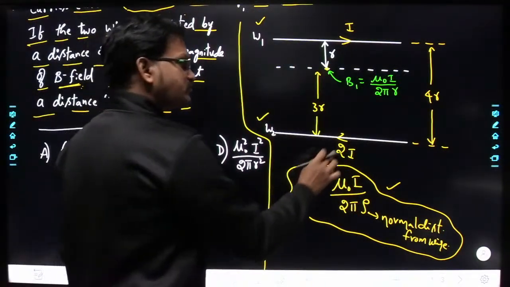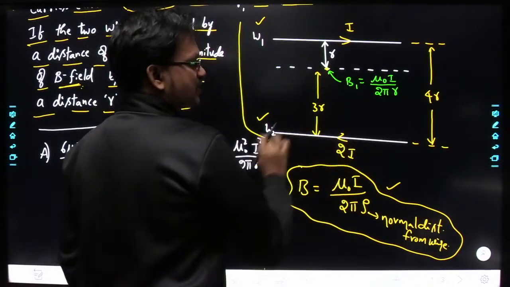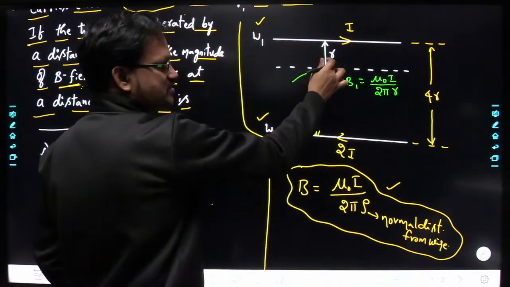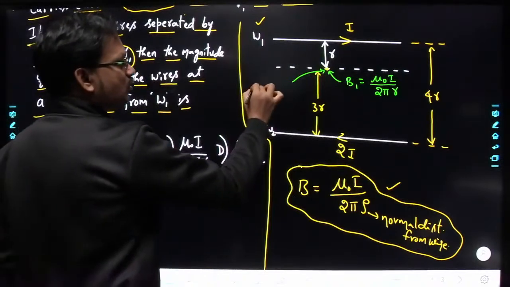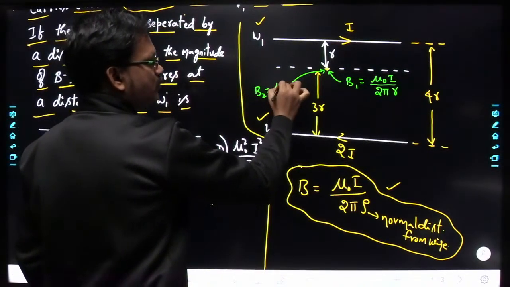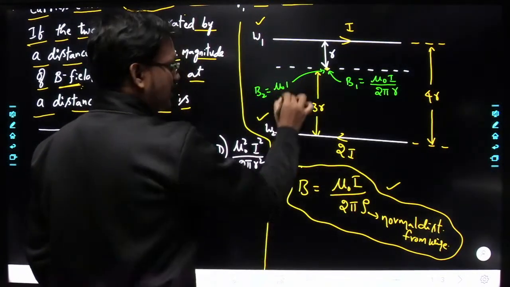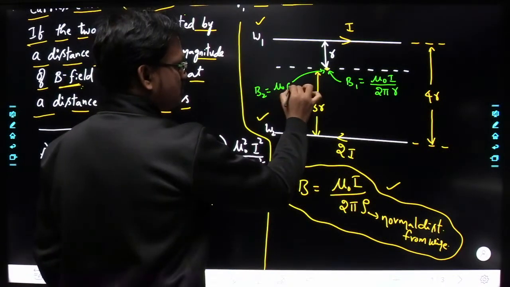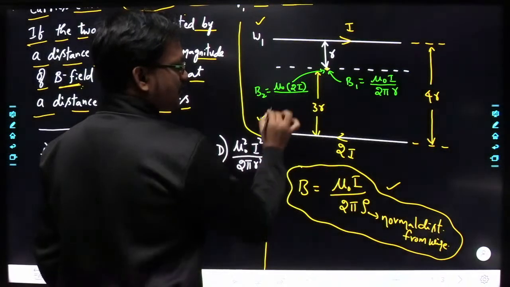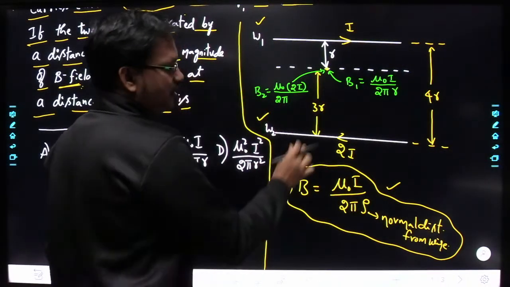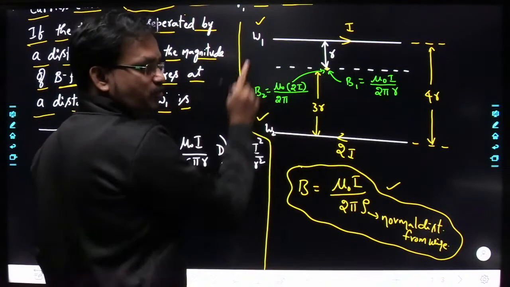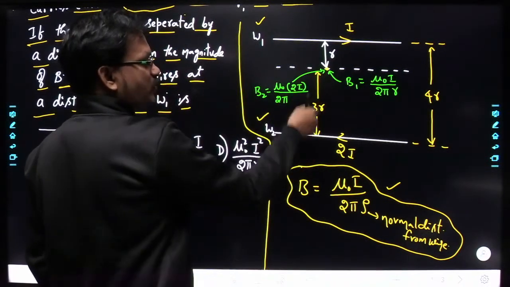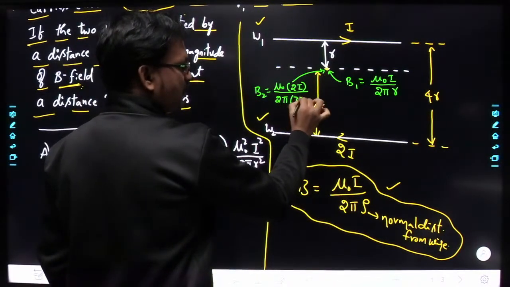Okay, next, due to this current carrying wire W2, carrying 2I, what is the B field at this location? So B2 is equal to mu naught into the current carried by W2, which is 2I, divided by 2 pi into the normal distance from W2 to this point, which is 3R.